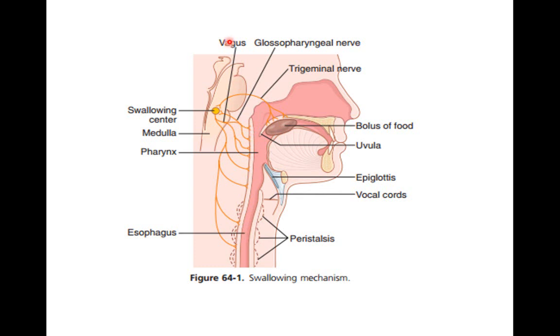And remember, the vagus nerve innervates, along with the glossopharyngeal nerve, two parts of the esophagus. As you see, the swallowing center in the brainstem, for example medulla, in this picture, pharynx, bolus of food, epiglottis, vocal cords, and for example peristalsis or peristaltic waves.